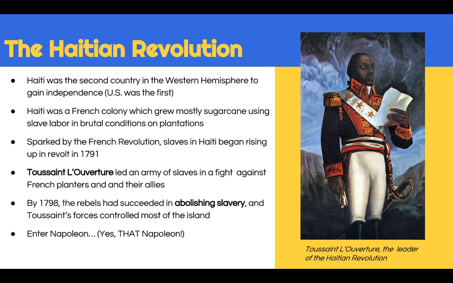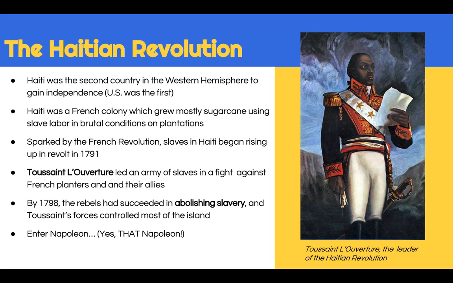But when the French Revolution breaks out in the late 1780s, remember that French Revolution we just finished talking about? Slaves in Haiti began seeing it as an opportunity to rise up. And this is because many of the plantation owners had actually gone back to France to meet with leadership there to try to quell the French Revolution. And so when the leaders are away, revolution can begin.